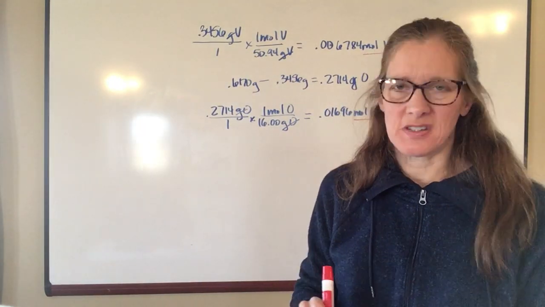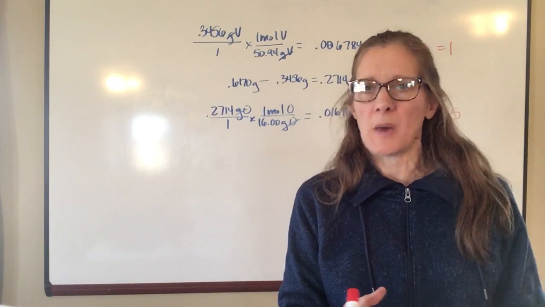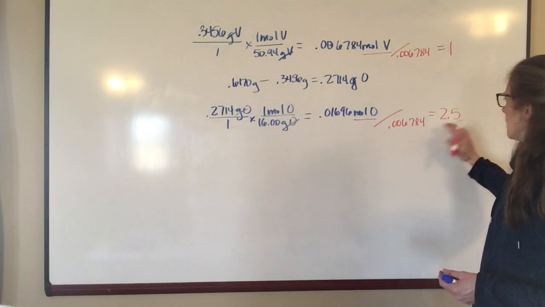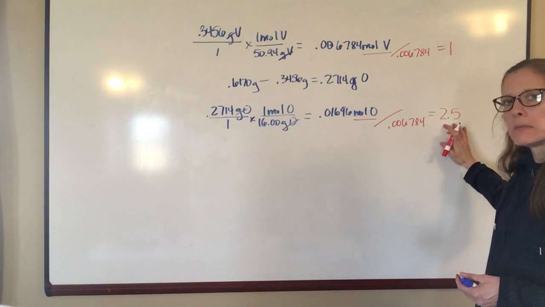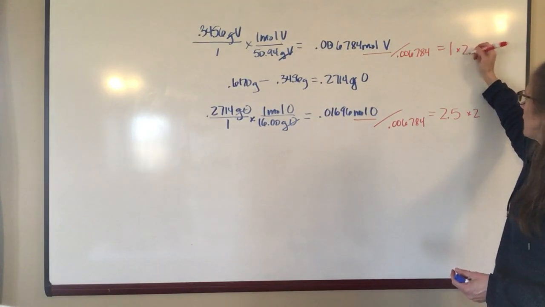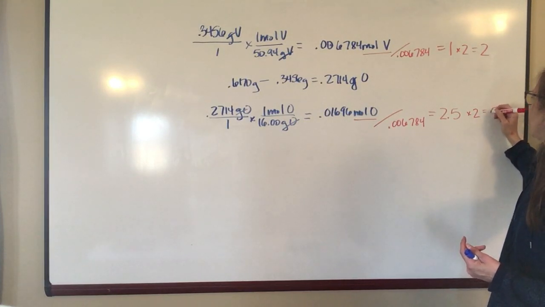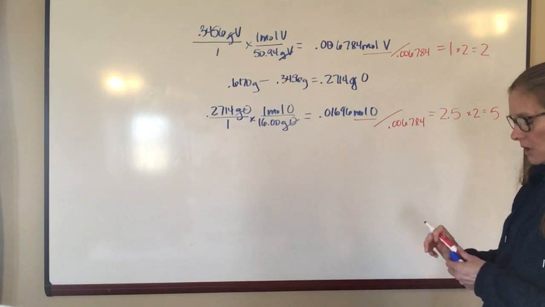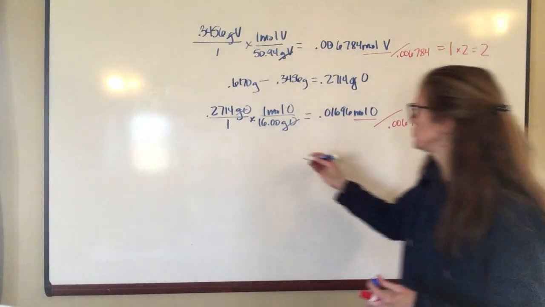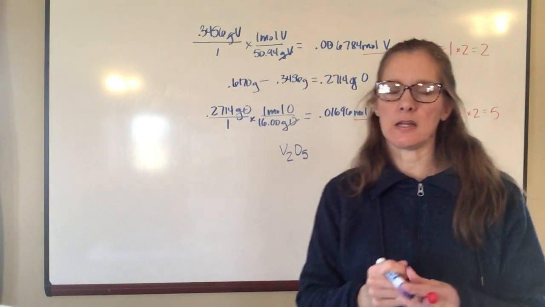2.5 isn't close enough to 3 in this case to be able to round it up, because that's going to throw my ratio way off. So what am I going to do with this? Well, 2.5, if I multiply that by 2, and I multiply this one through by 2, my ratio then goes up to simple whole numbers. This one becomes a 2, and this one becomes a 5. So therefore, my final answer is going to be V2O5 for my formula of vanadium oxide.